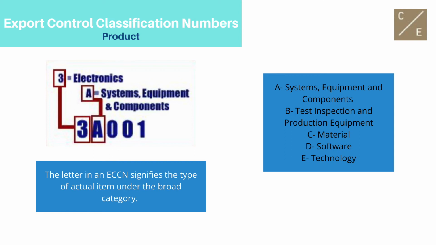The next part of an ECCN is the product. The letter in an ECCN signifies the type of actual item under the broad category. A stands for systems, equipment, and components. B stands for test inspection and production equipment. C stands for material. D stands for software. And E stands for technology.